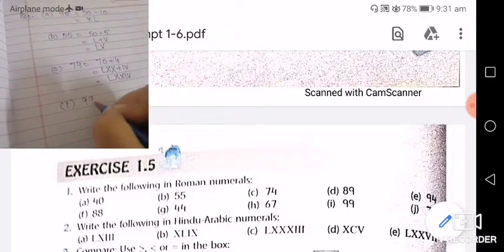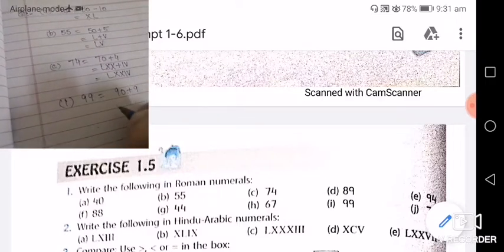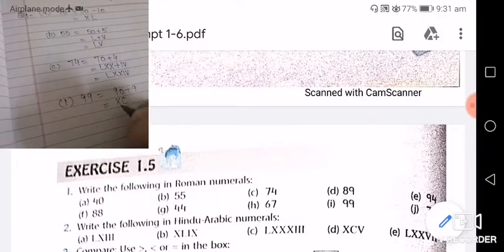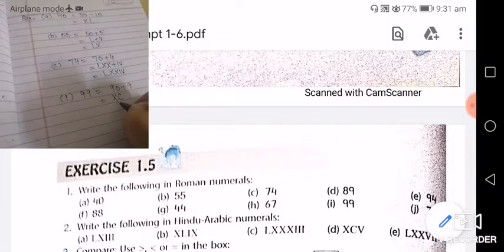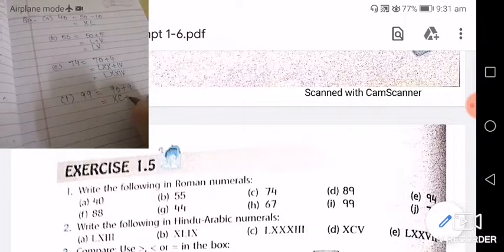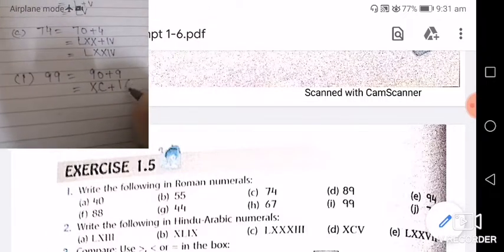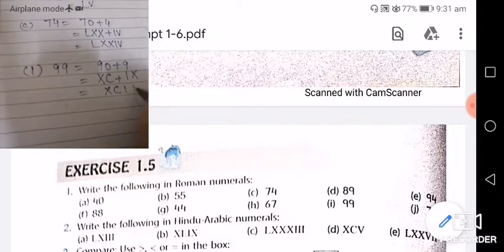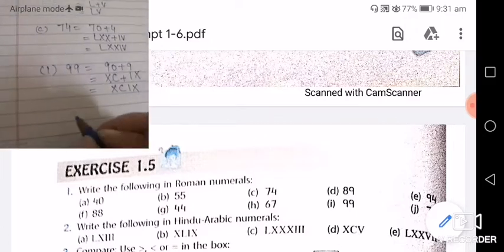I part is 99. So that can be written 90 plus 9. How will you write 90? We can subtract X, meaning 10, from 100. So that will become 90, 100 minus 10, plus the symbol for 9 is IX. So the total will be XCIX. Fine. I hope it is clear to you all.